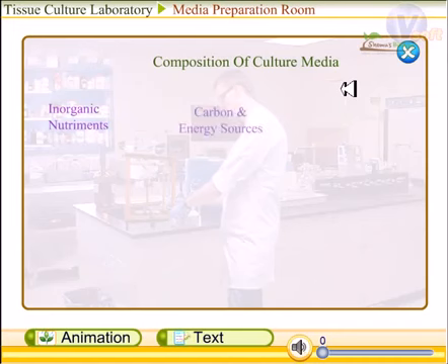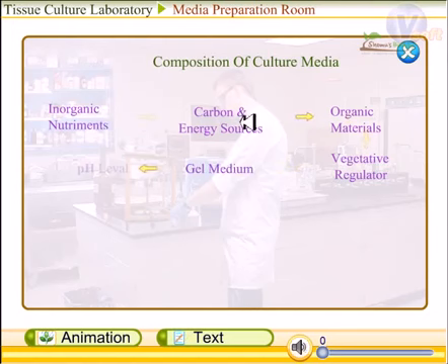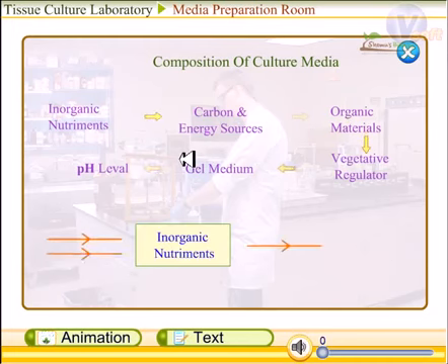Now we'll be looking at the composition of the culture media. They are made up of inorganic nutrients, then a carbon and energy source, then also organic materials, and also you need vegetative regulators, and you must have the gel medium to solidify the liquid medium, and then we must reach our desired pH. For that we must have a pH checking reagent to determine that.